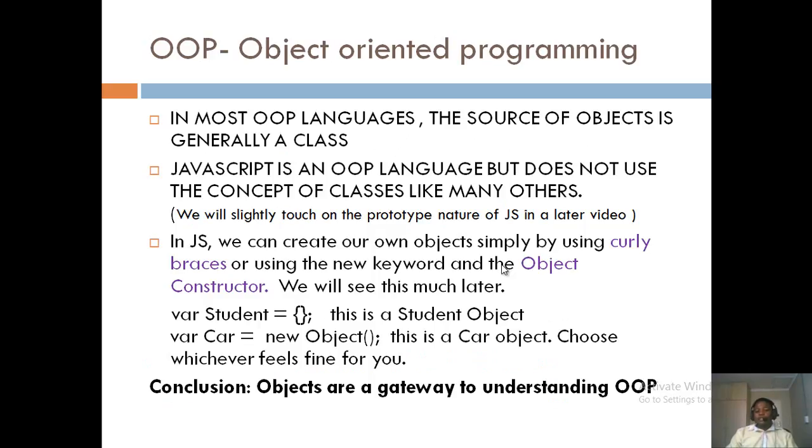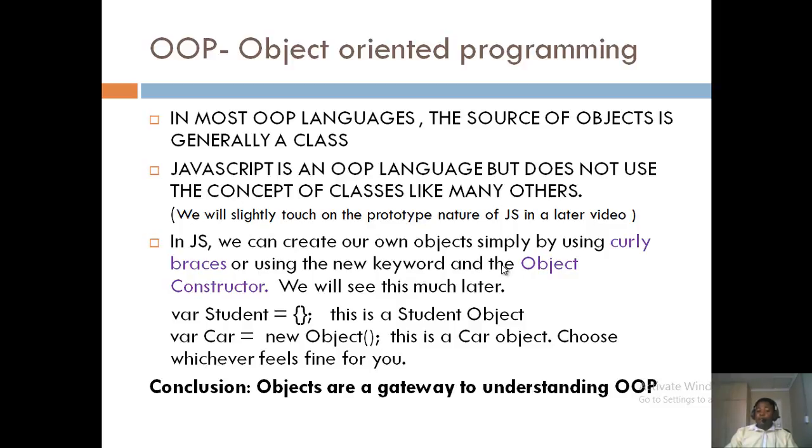So now we are going to finish the discussion with the concept of object-oriented programming. Every time you use objects, you are actually involved in OOP, or object-oriented programming. There are a number of languages which support objects, and of course JavaScript is one of them. And in most OOP languages, the source of objects is generally a class. So you basically create a class in which you define all the members, your methods and fields or properties. And if somebody wants to reuse that class, they are now reusing the object itself.